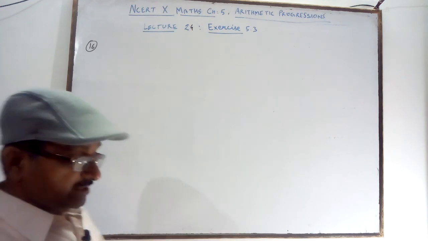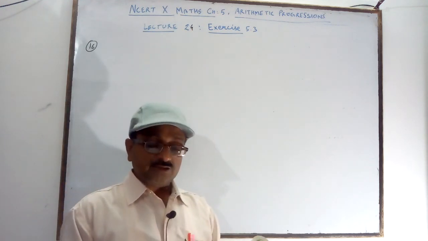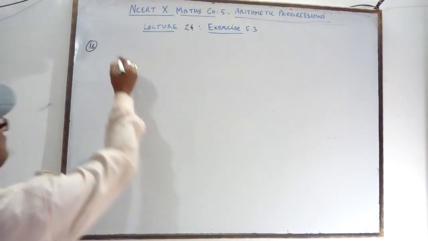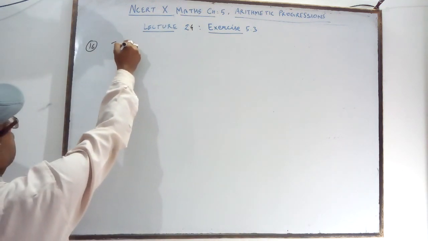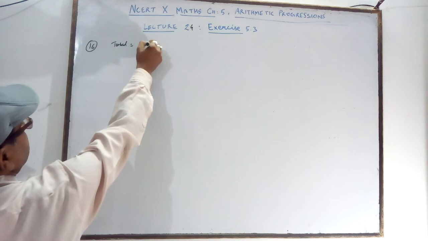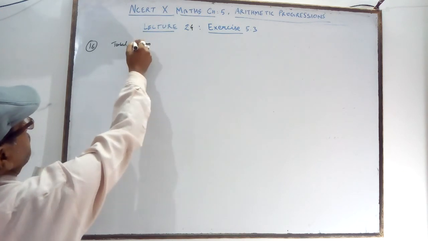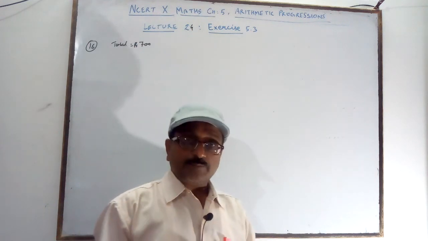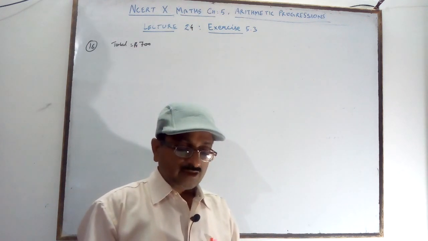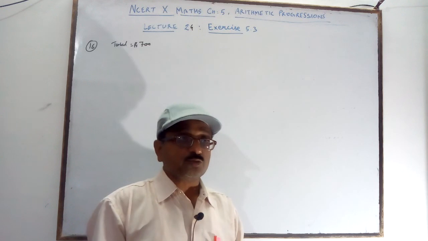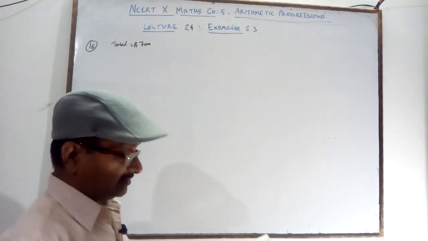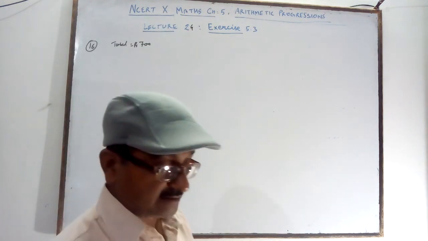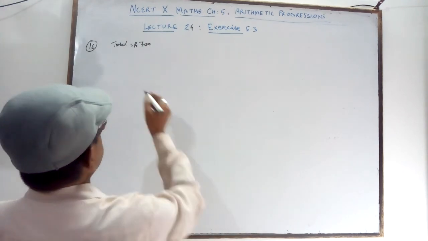A sum of rupees 700 is used to distribute prizes to students for overall academic performance. The total money given is 700 rupees. Each prize is rupees 20 less than the preceding prize. Find the value of each prize.